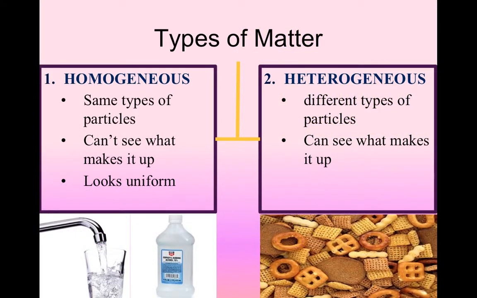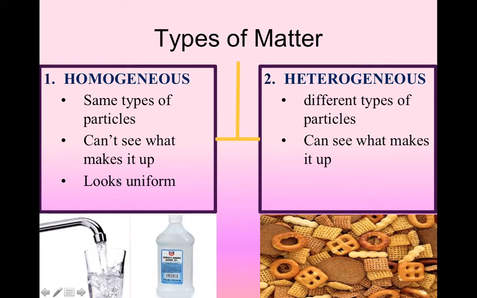Okay? First of all, there are 2 types of matter. There is homogeneous, and then there is heterogeneous. Looking at the root word homo, that means the same. So homogeneous means things that look consistent, the same throughout, so that you can't see where it came from. It looks uniform. Heterogeneous is made up of different particles, and I can see all the things that make it up.